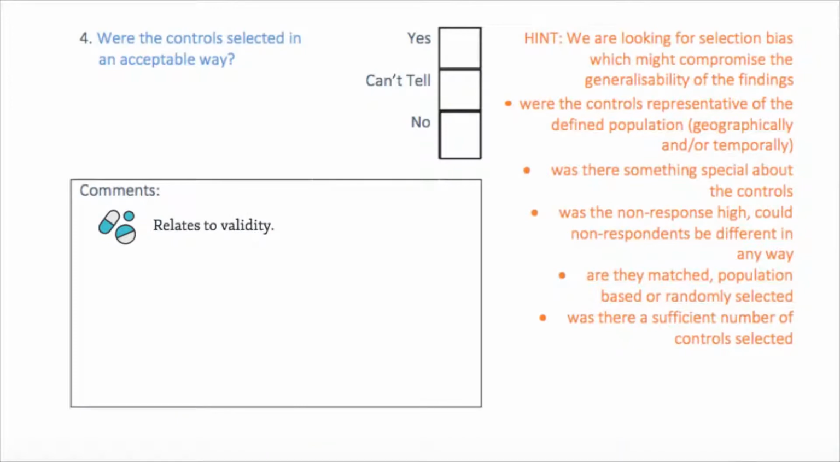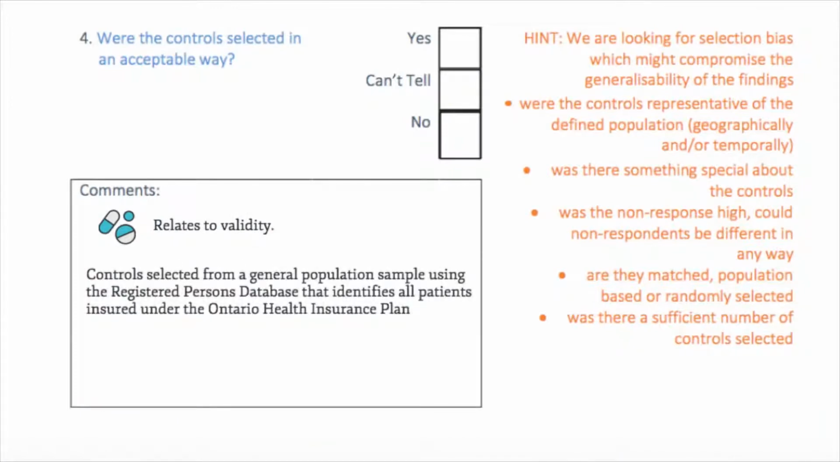In this study, the researchers selected controls from a general population sample using the Registered Persons database that identifies all patients insured under the Ontario Health Insurance Plan, a universal system of health coverage.